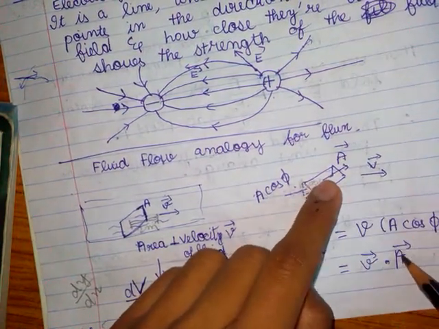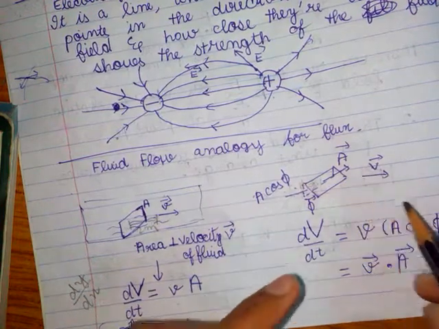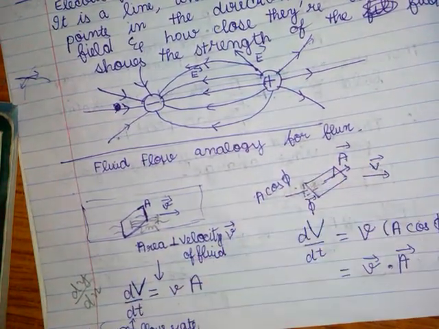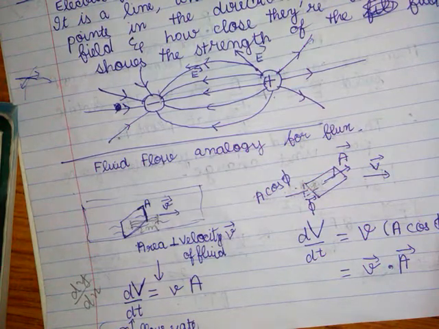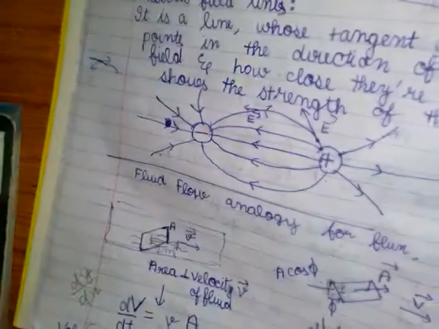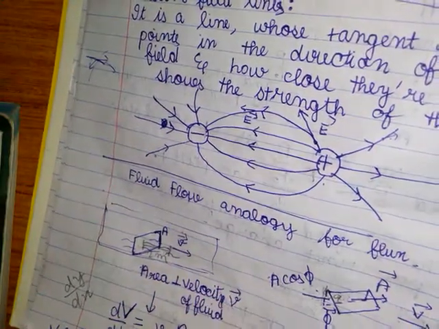Here we make area a vector by drawing it perpendicular to the area surface. Okay, that's it. No, that's not it, sorry. So that was the volume flow rate analogy, and this is the flux of the fluid flow.